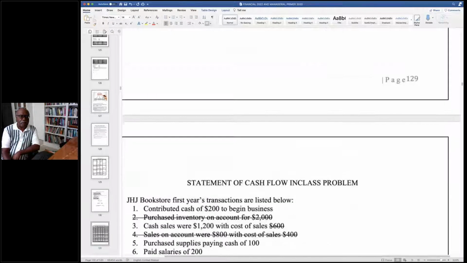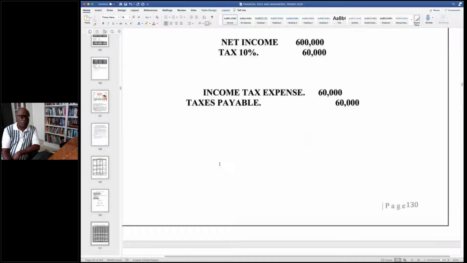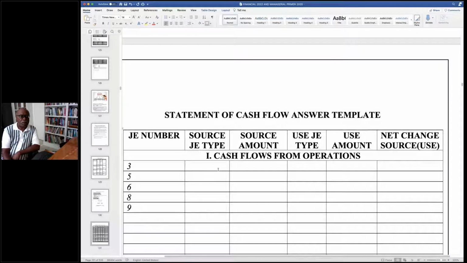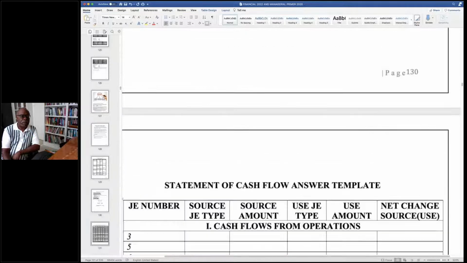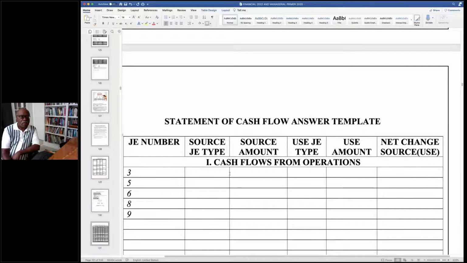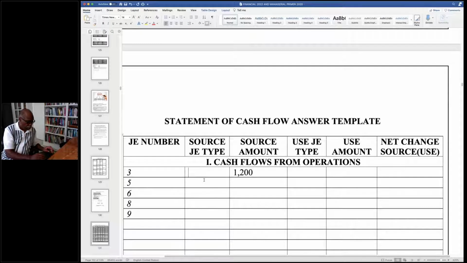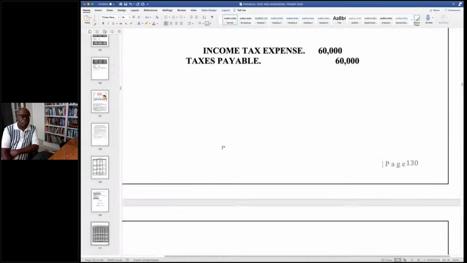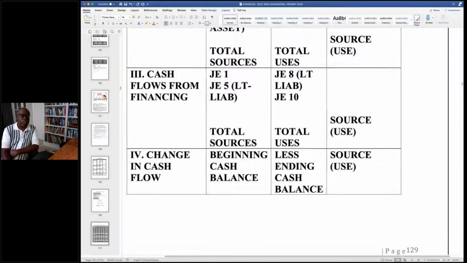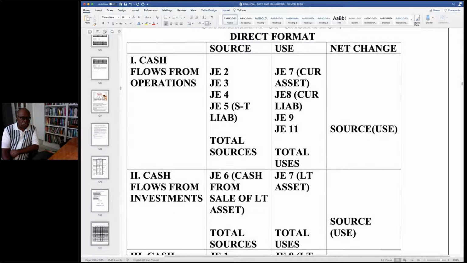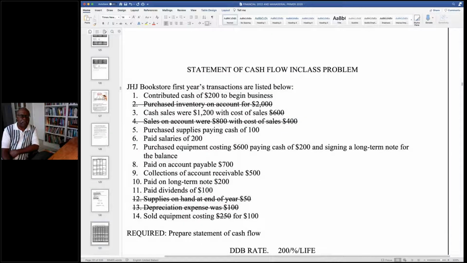So we're going to get that amount, 1,200. I think that's number 3, I believe. So it's going to be $1,200. And that's going to be JE2. So we're putting the JEs where they're on this template. So we're going through the transaction and putting in the dollar amounts.